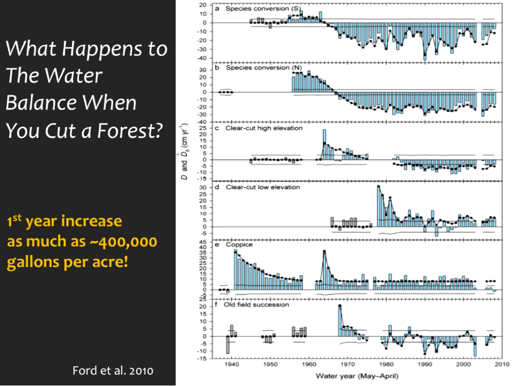In all cases, what's happening is we're changing the structure and the species composition in the forest. In some cases, that can be a fairly substantial change, as the example in the species conversion in the top two graphs. It's also interesting to note that in some cases we're now in the 40th or 50th year after cutting in these experiments, and except for perhaps the old field succession, none of the watersheds have returned from a water balance standpoint back to what they were prior to the disturbance, prior to the cutting.